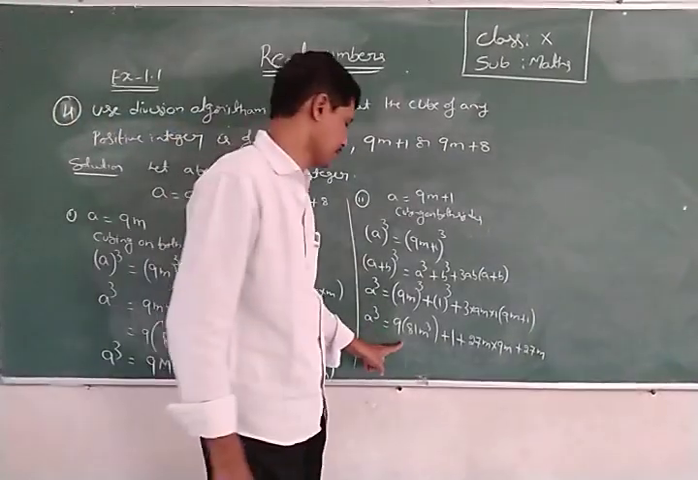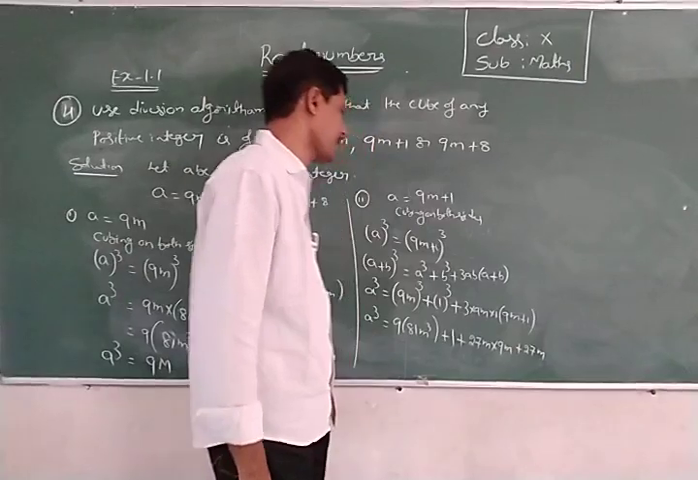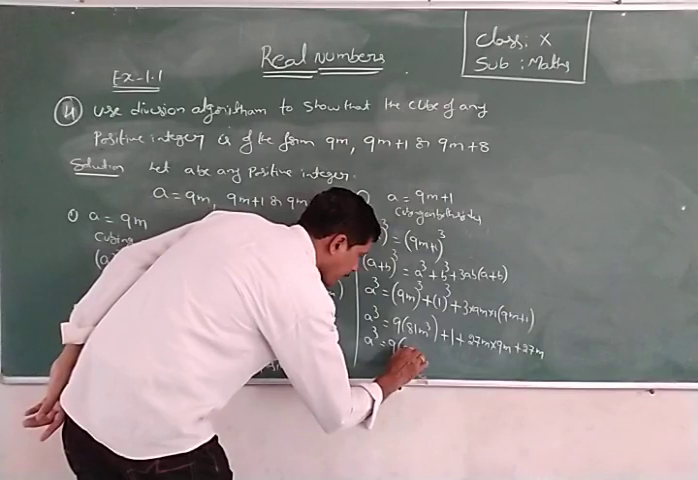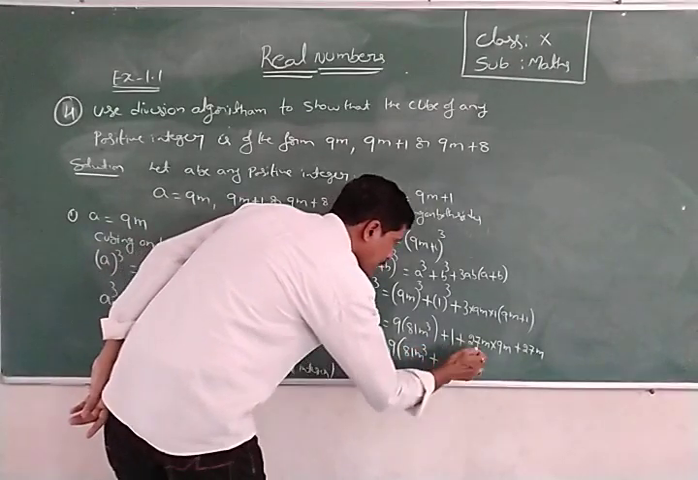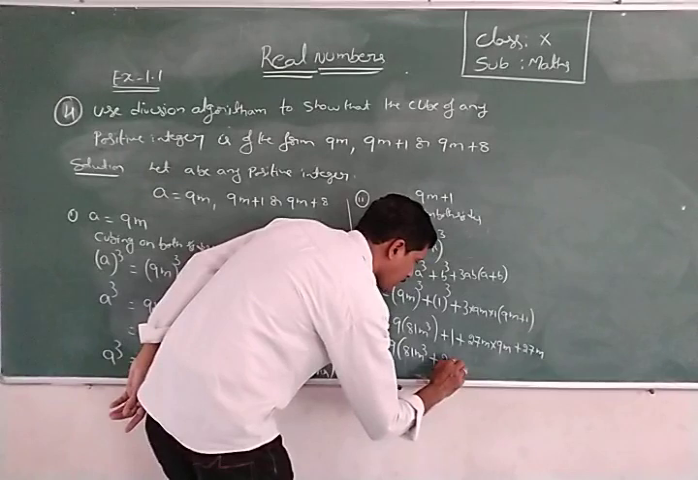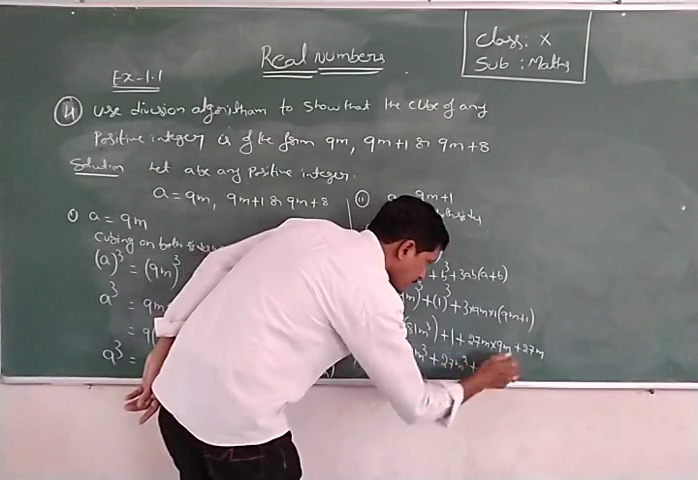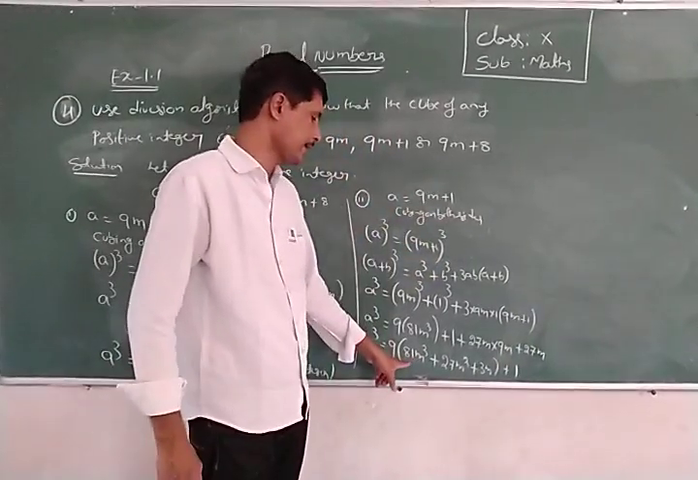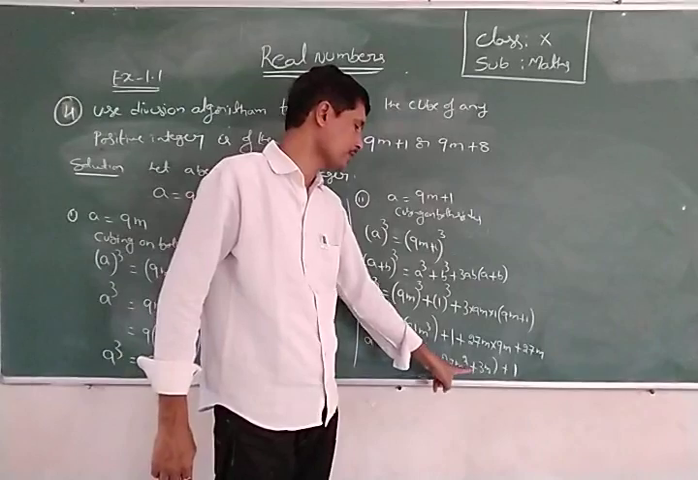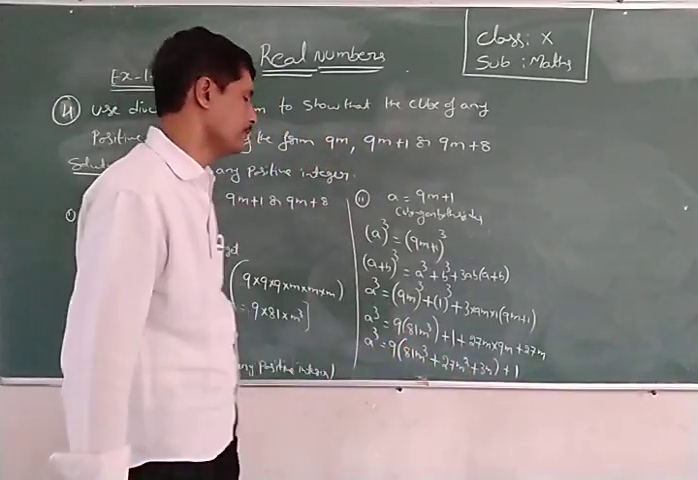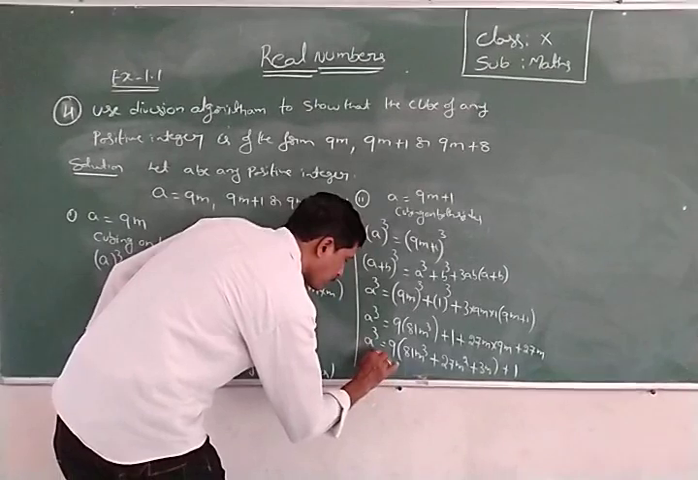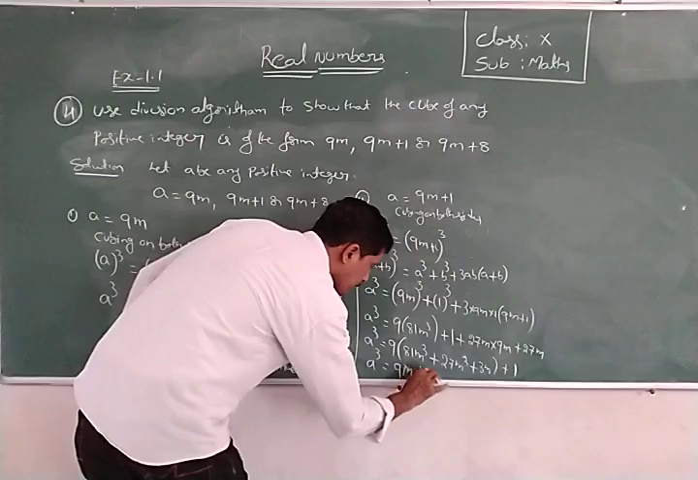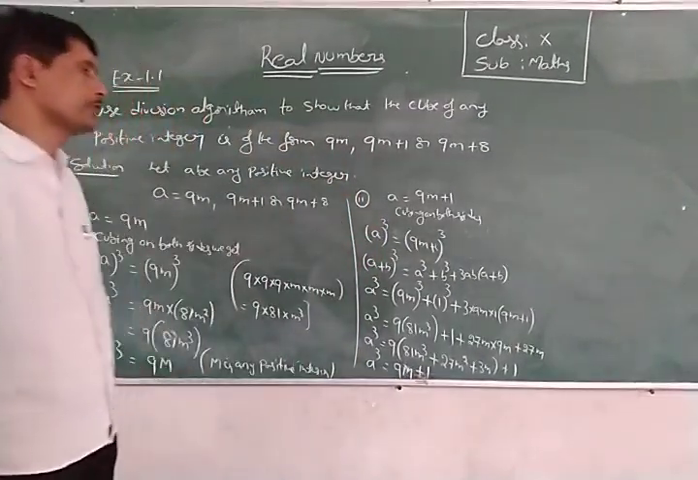Here, the first term and the last two terms have a common factor, 9. Therefore a cube equals 9 times the common part: 81m cube plus 27m square plus 3m, and the remaining is plus 1. Here 81m cube plus 27m square plus 3m is replaced by some variable m. A cube equals 9m plus 1, where m is any positive integer.